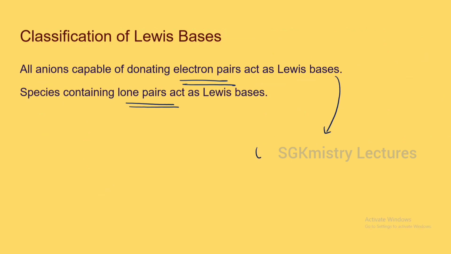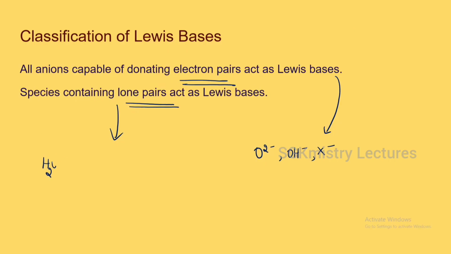I can write it as the oxide ion. You can also take hydroxide ion, halides. So all these come under this particular category where these are anions and they can donate electron pairs. Similarly, the neutral species, but still they have the lone pairs, so they can also act as Lewis bases.